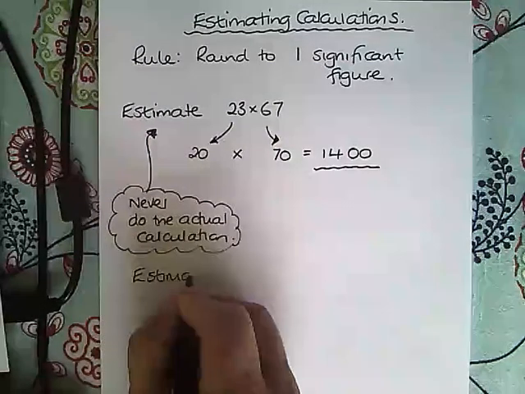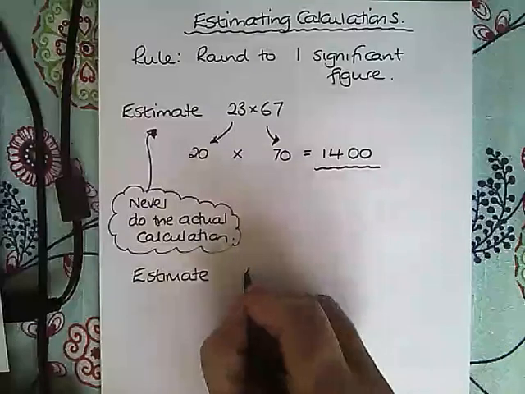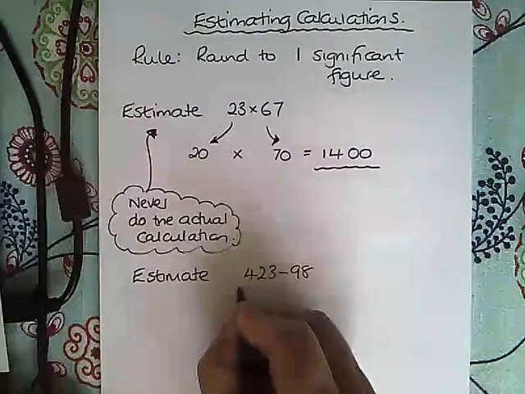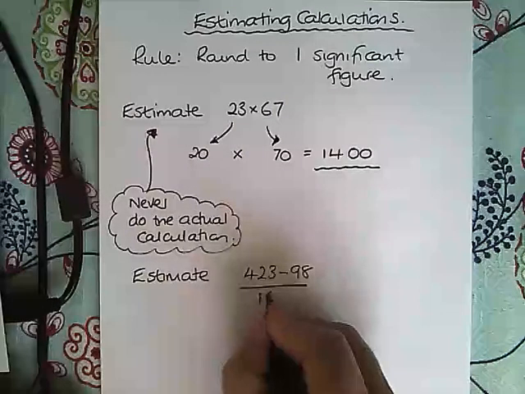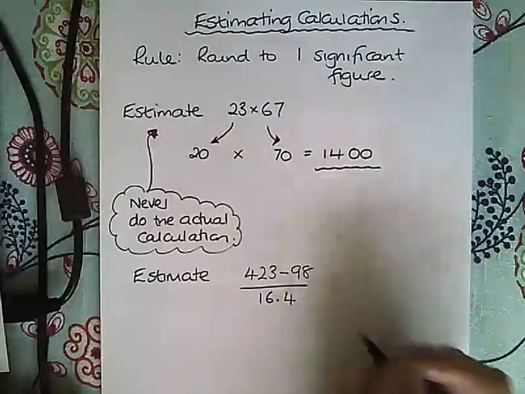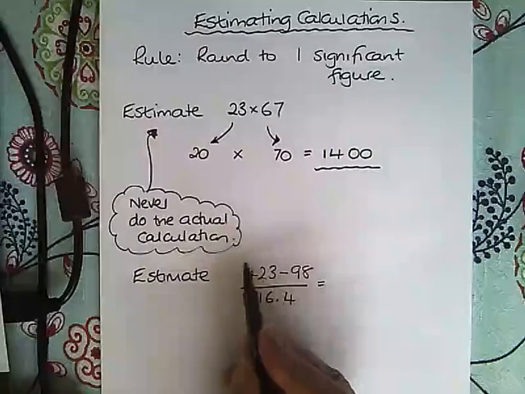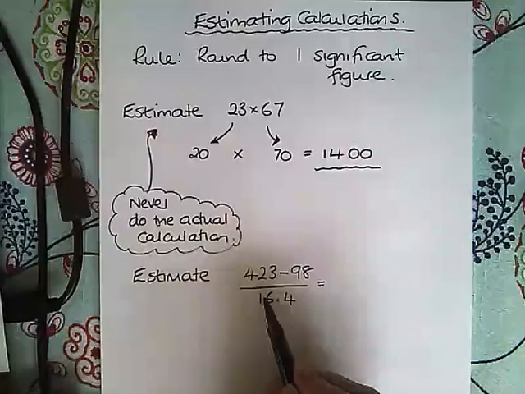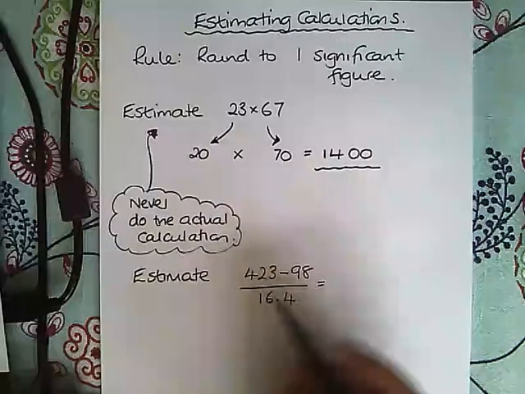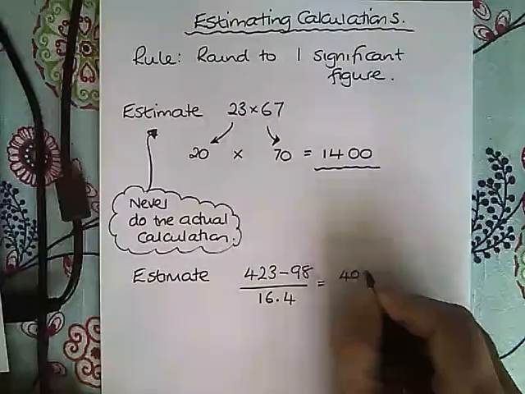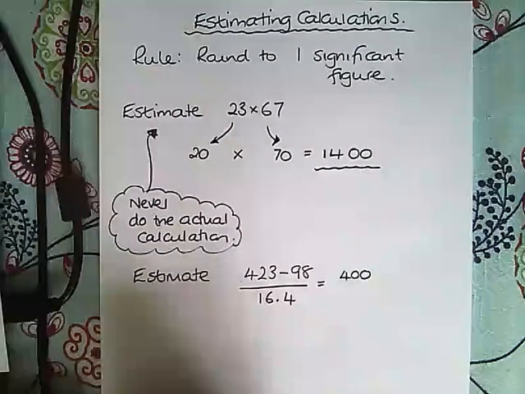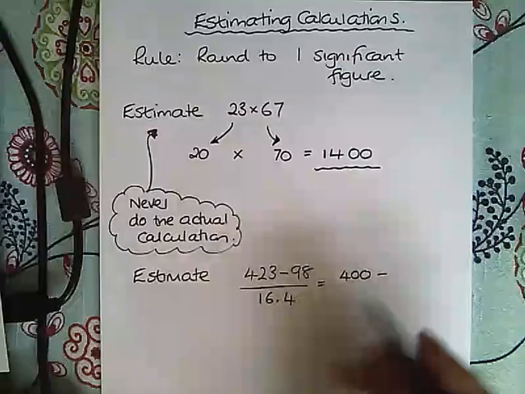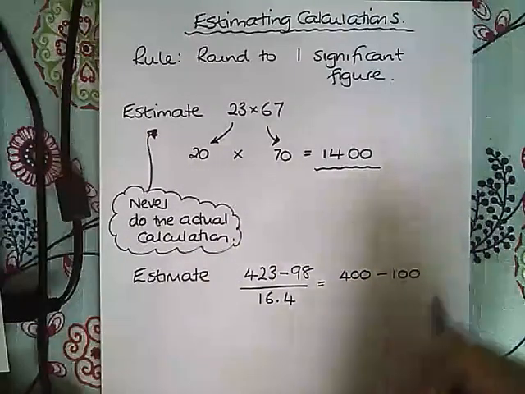If we're asked to estimate the answer to this calculation, 423 minus 98 all divided by 16.4. First of all, we round the 423 and ask ourselves, is it closer to 400 or closer to 500? Because it's in the hundreds, it's closer to 400. So that's 400, one significant figure. The 98, is it closer to 90 or closer to 100? It's closer to 100. So that's 100.